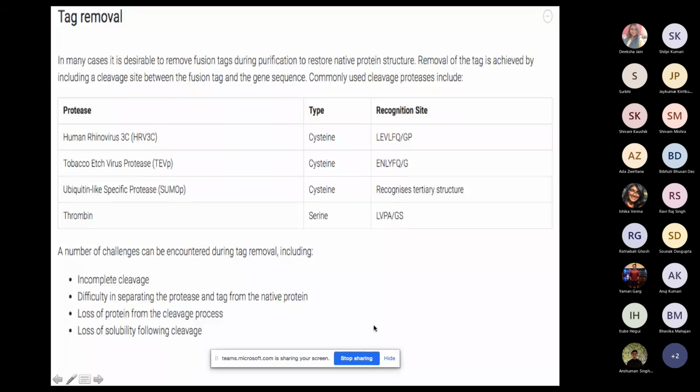Then, in some cases, it was realized that once you treat it with the protease, there was loss of solubility of the original protein. It was not very soluble when you wanted to use it for further purposes. Or through this whole process, you lost a good amount of protein for the final purpose.